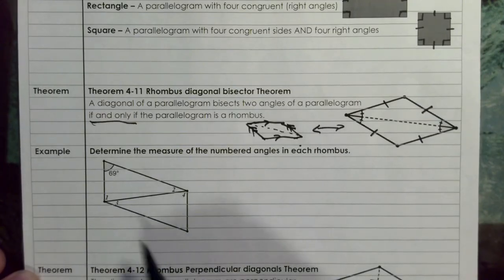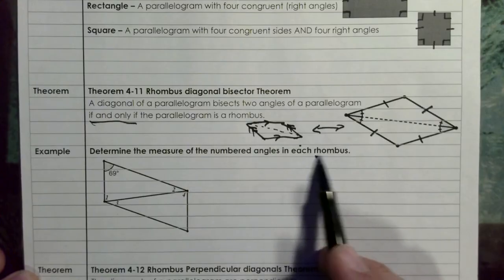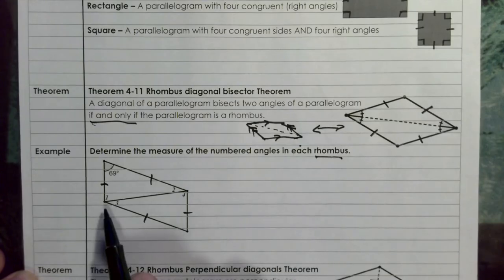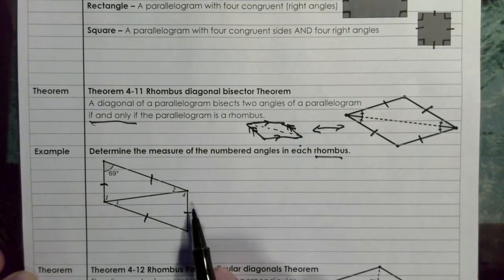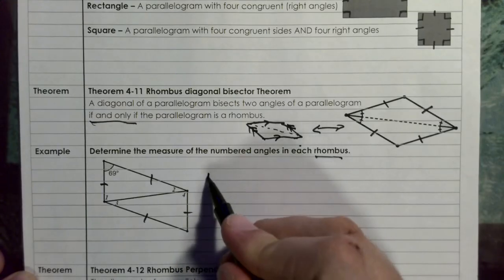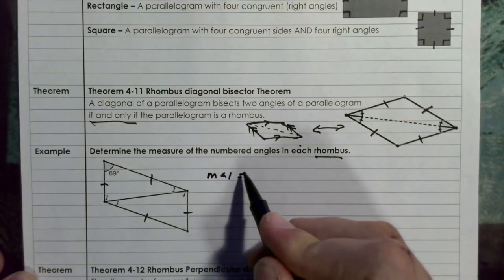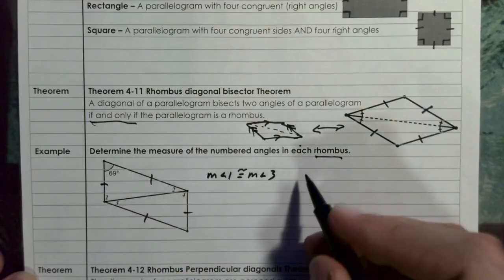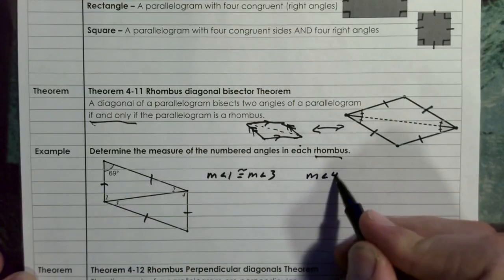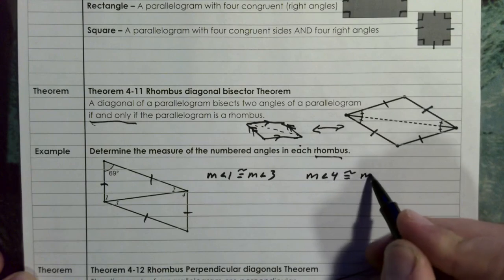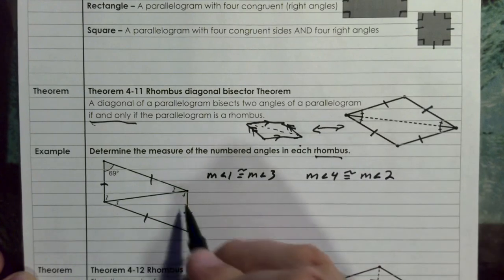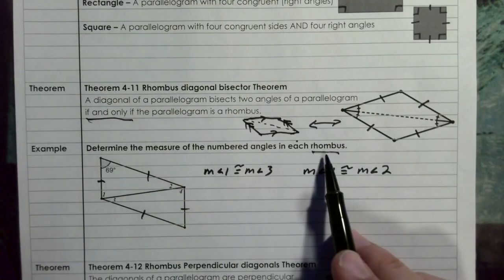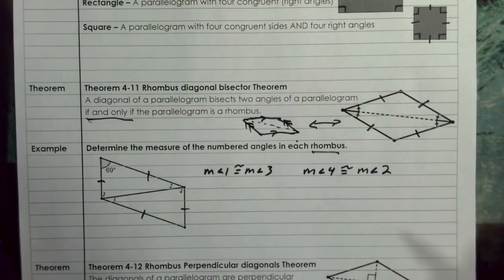So in this example, we know that this is a rhombus because they told us that. So we know that all of these sides are the same. And we know that these have got to be cut in half. So we know that the measure of angle 1 has got to be congruent to the measure of angle 3 because this is getting cut in half. And the measure of angle 4 has got to be congruent to the measure of angle 2. Again, these two have to be cut in half. It doesn't quite look like it, but since they told us it's a rhombus, then that's got to be true.